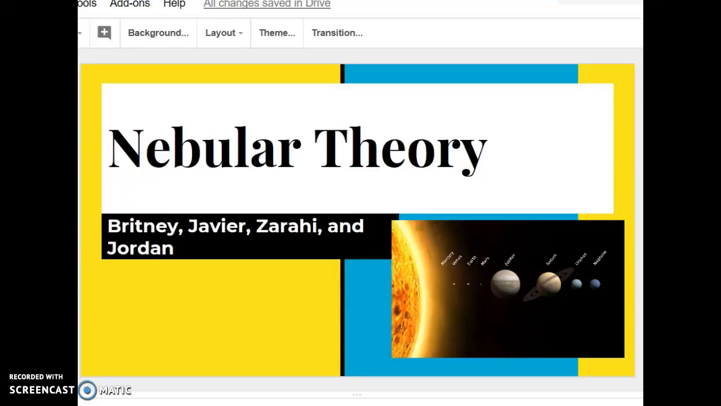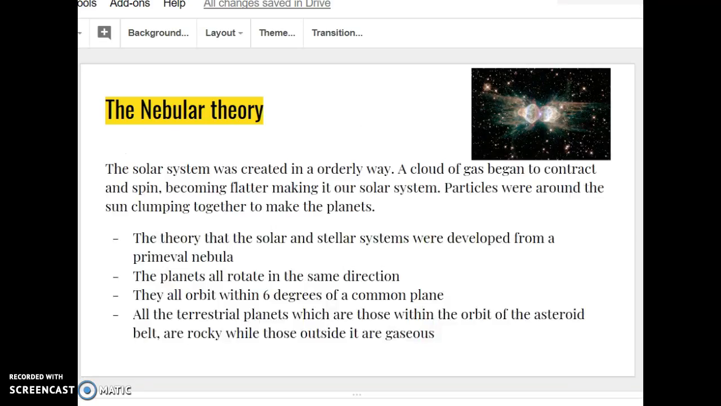Okay, so here we have the Nebular Theory by Brutney, Javier, Zarahi, and Jordan. The nebular theory is a theory on how the solar system was created. Most people think that a cloud of gas began to contract and spin, becoming flatter, making it into our solar system. It is also thought that the planets all rotate in the same direction and that they all orbit within 6 degrees of a common plane.